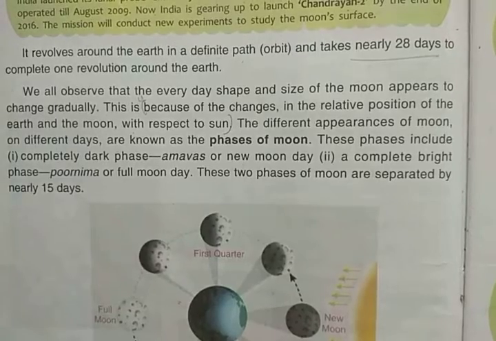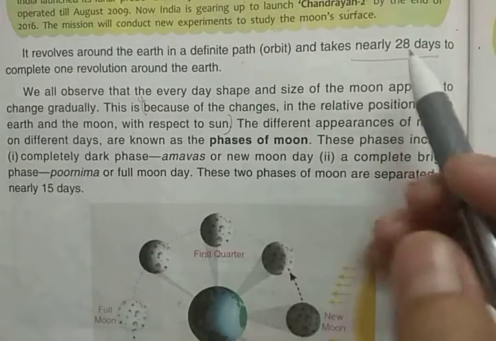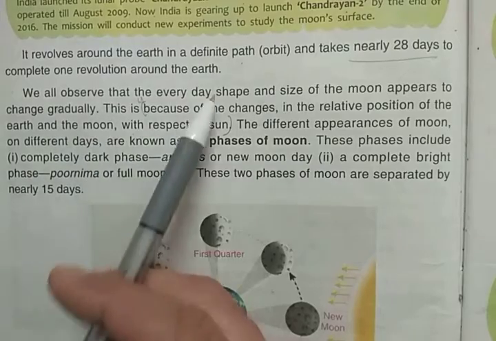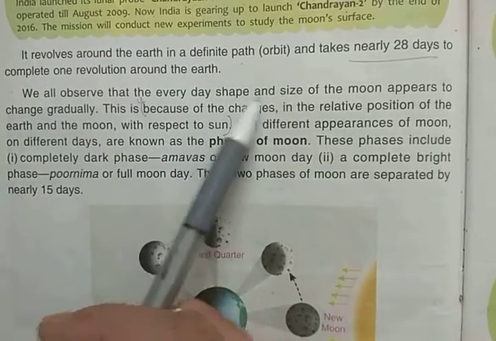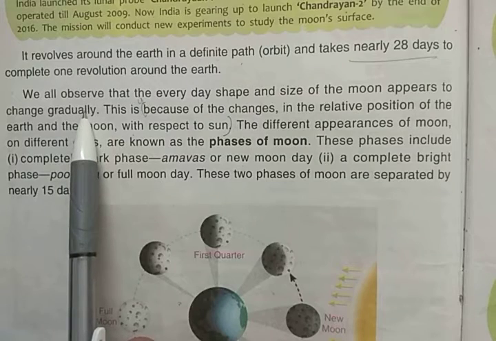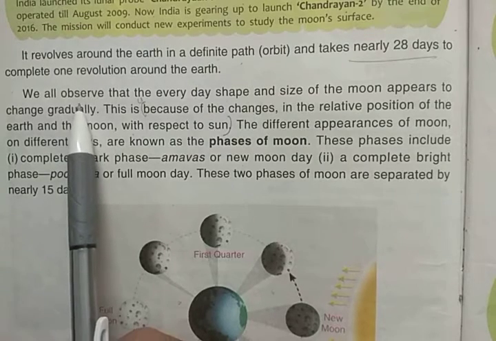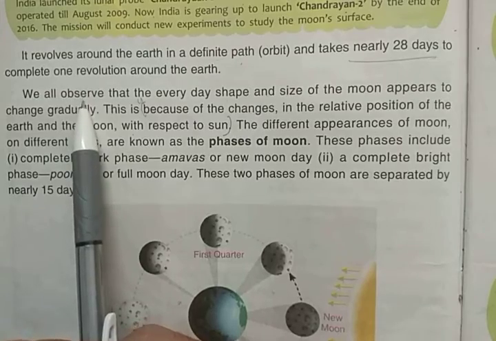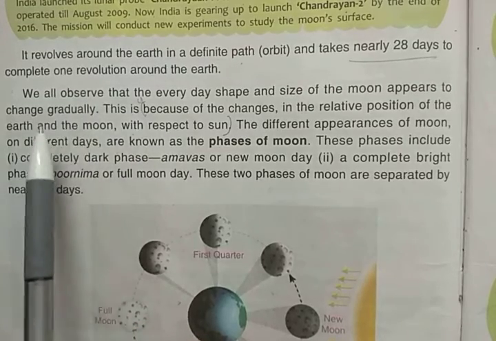तो मून अर्थ के चारों ओर कितने डेज में घूमता है? Nearly 28 days. We all observe that the everyday shape and size of the Moon appears to change gradually. वो धीरे धीरे चेंज होती नजर आती है. कभी वो मून छोटा सा दिखता है, कभी उससे बड़ा, कभी फुल मून दिखता है हमको, कभी दिखता ही नहीं है. And what is the reason behind it?